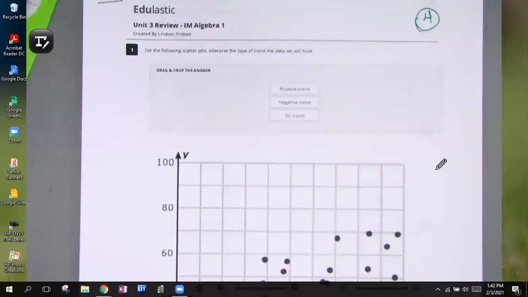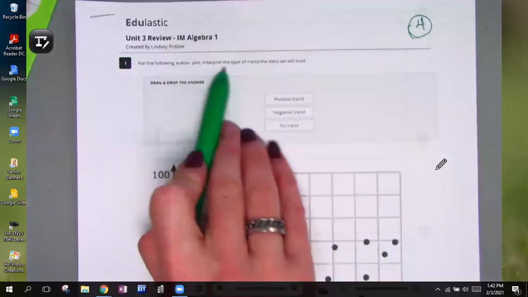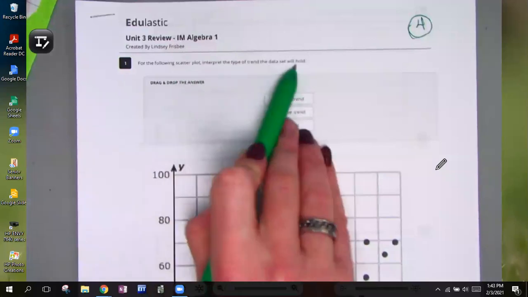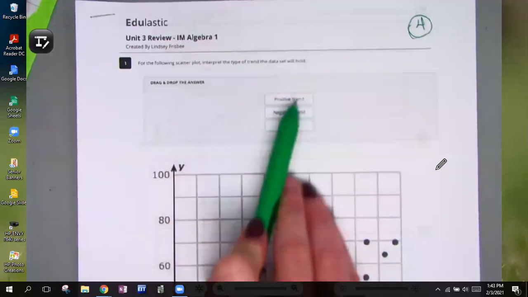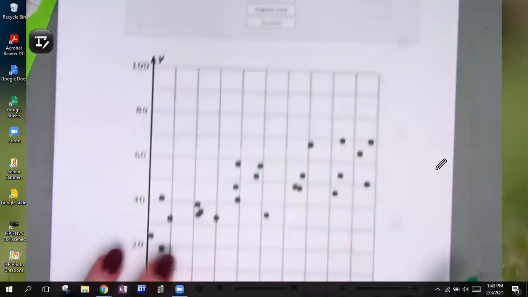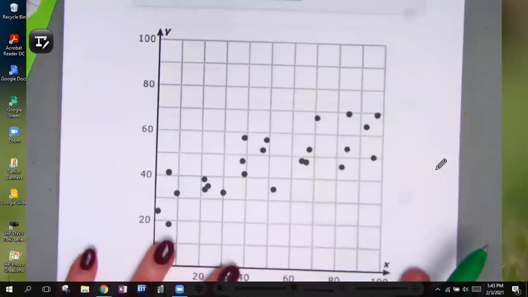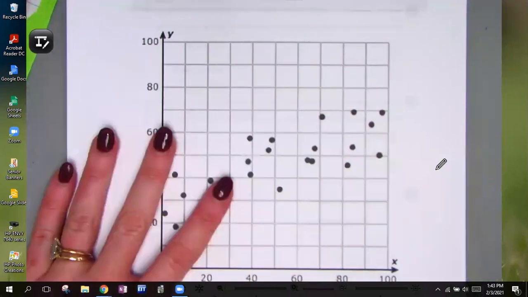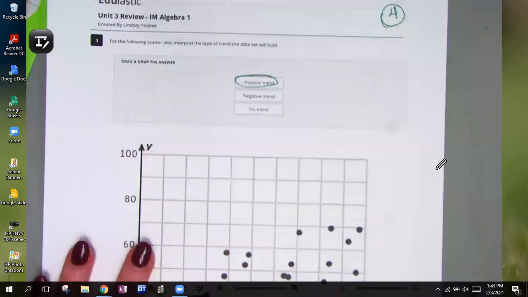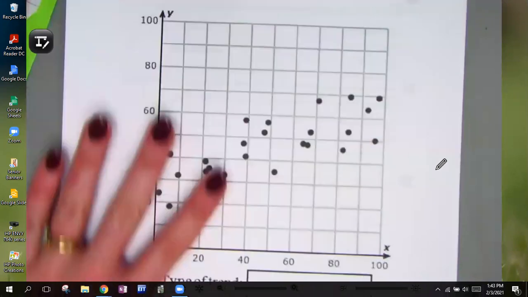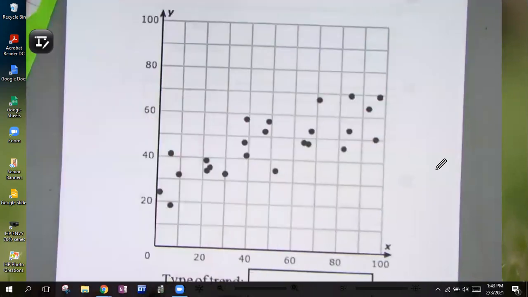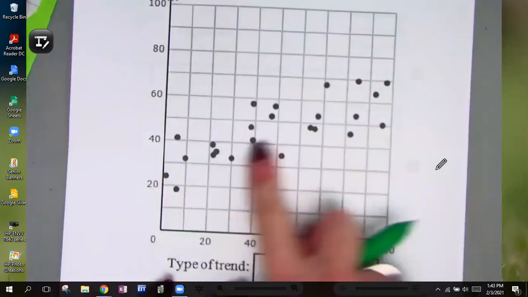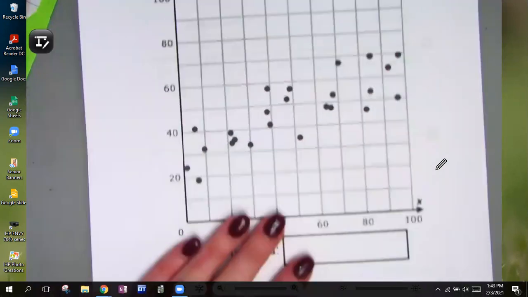All right, so it says for the following scatter plot, interpret the type of trend the data set will hold. We either got positive, negative, or no trend. So here is our data. Okay, based on the way this data looks, what kind of trend does it have, Ashley? It has a positive trend. And why does it have a positive trend, Tyler? It's going up, it's increasing. Okay, so it's positive. Good.